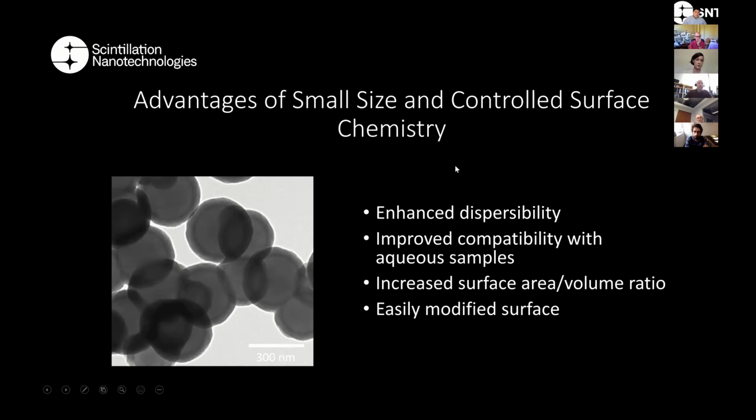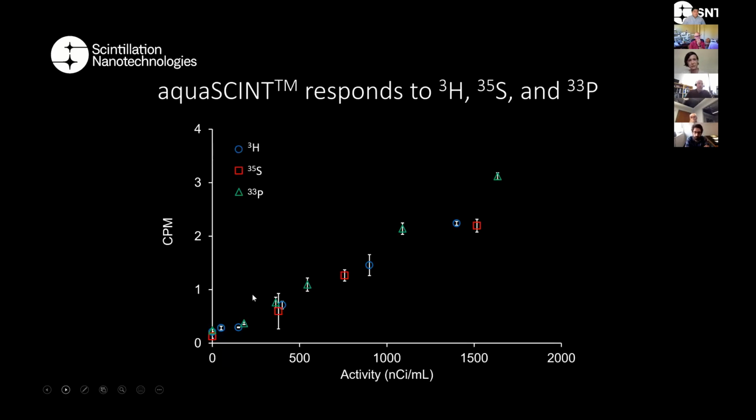So they have enhanced dispersibility, especially in aqueous samples. So that helps make measurements over time more easily. You don't have to worry about shaking your sample quite as often. And that can also help with improved surface area to volume ratio because our particles are so small. So per milligram, we have a lot more space on our particles than larger microparticles. And because we can control our surface chemistry, the surface of our particles is very easily controlled. And we have yet to find the limits of what we can attach to the surface of our particles.